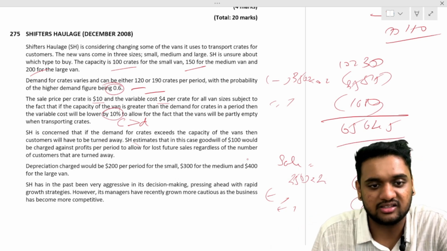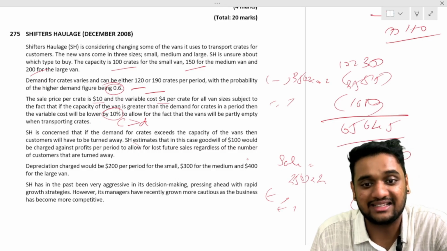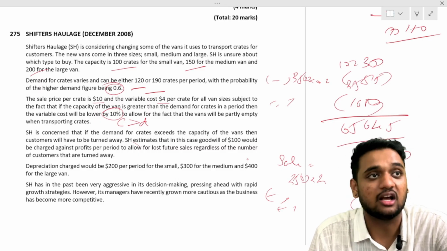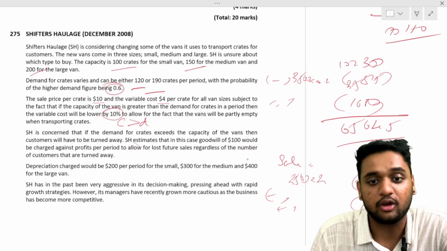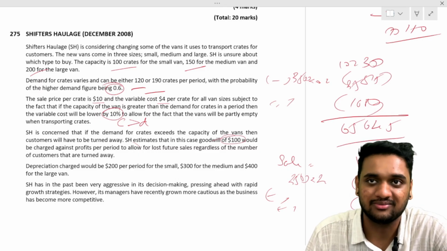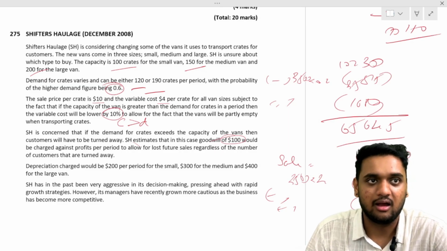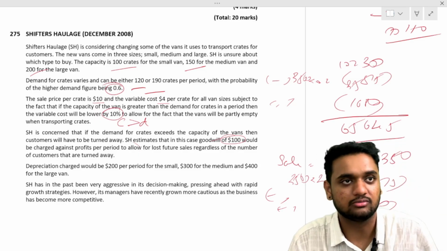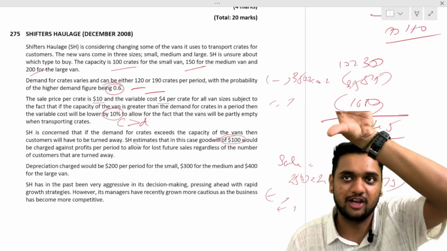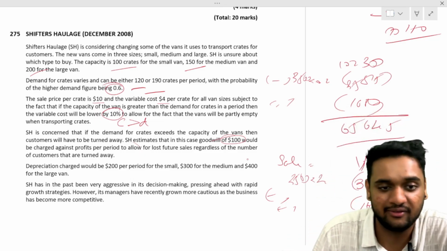If the demand for the crates exceeds the capacity, then customers will have to be turned away, and because of that we lose goodwill of 100 rupees. It isn't really losing anything, they just estimated some amount. Every customer we turn away, our brand's value gets reduced by 100.